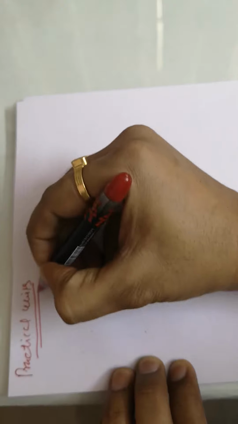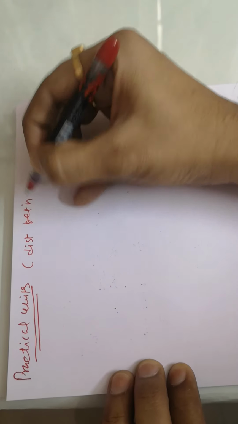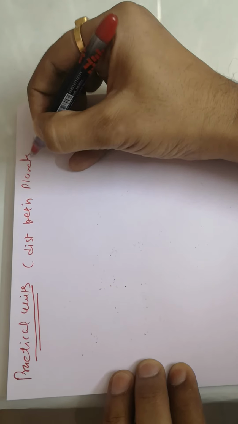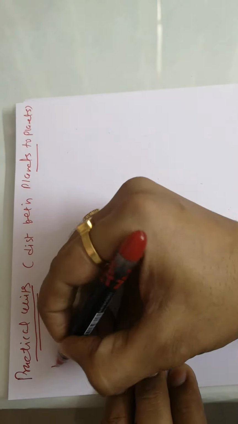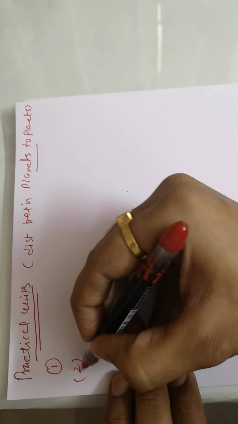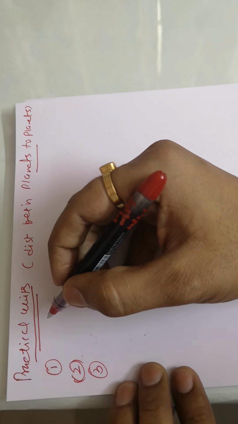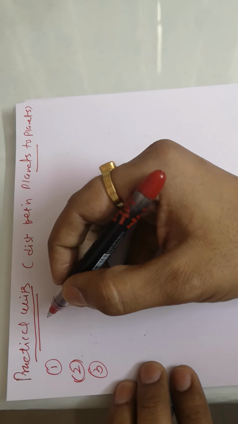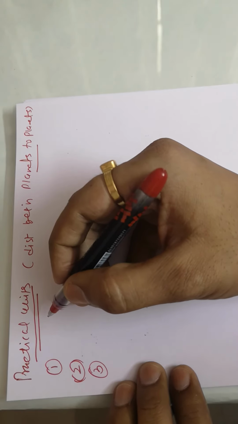These units are used to find out a distance between planets to planets. There are three basic practical units, or larger units, because you are aware that the distance from one planet to another planet is a larger one. For that, kilometer is considered a very small unit, so we require some very larger units.